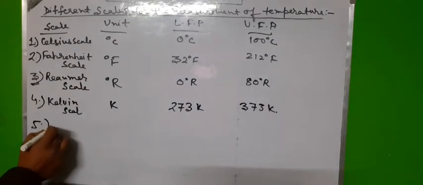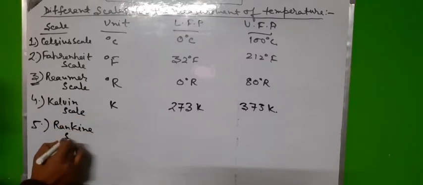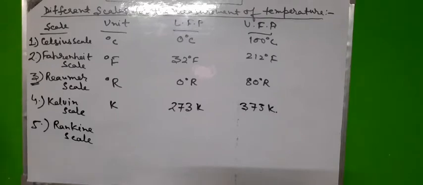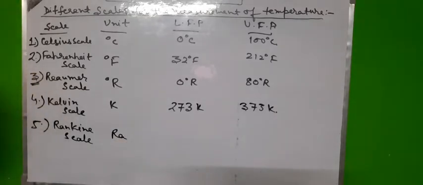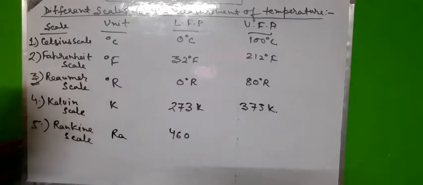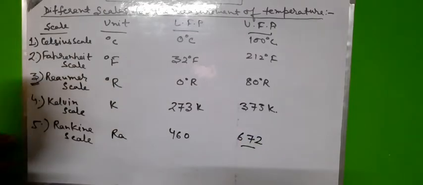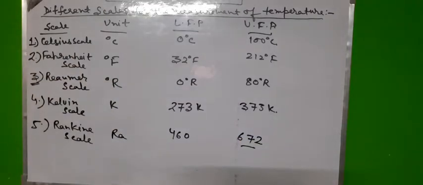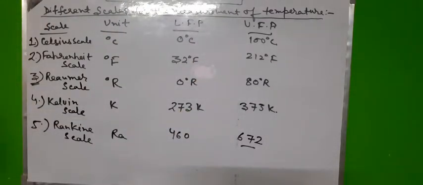And the fifth one is the Rankine scale, represented by Rankine, and its lower fixed point is 460 and upper fixed point is 672. So these are the different scales, and the two reference points for these scales, that is the lower fixed point and upper fixed point.